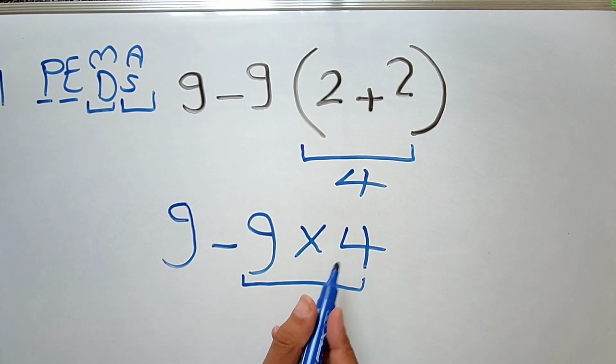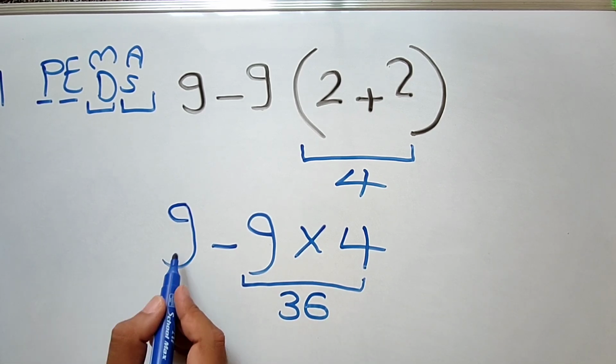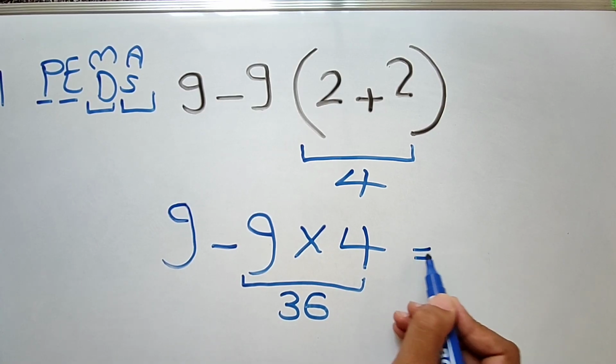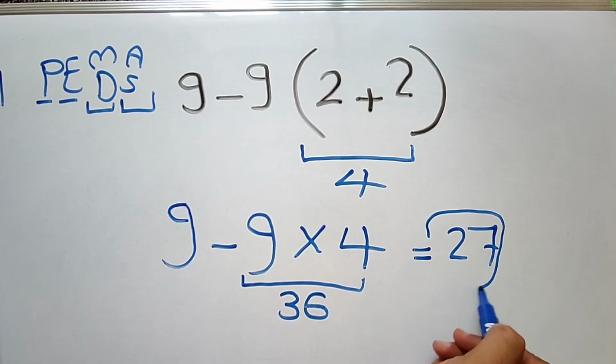9 times 4 gives us 36. And now 9 minus 36 gives us negative 27. The final answer is negative 27.